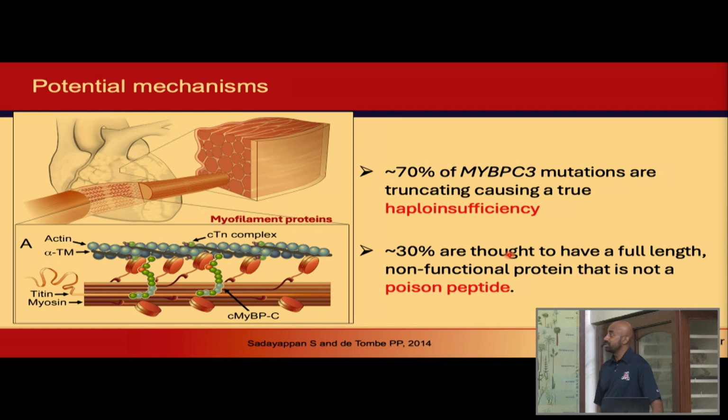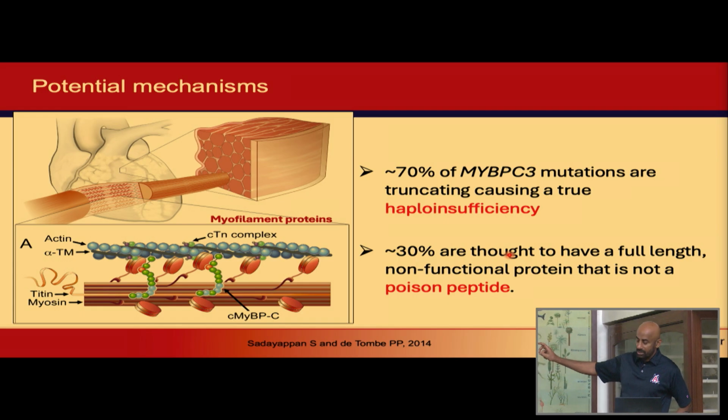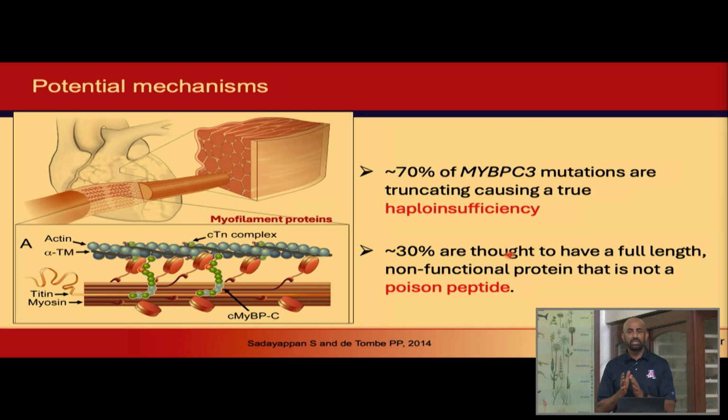Again, there are two major potential mechanisms. One is haploinsufficiency, the second one is poison polypeptide. Haploinsufficiency is nothing but you have two alleles. One is a mutant allele where you have a truncated myosin binding protein C, and the truncated myosin binding protein C never exists in the sarcomere because it cannot bind in the sarcomere. So it is removed by the ubiquitin proteasomal system.